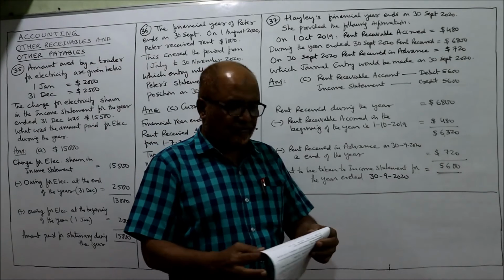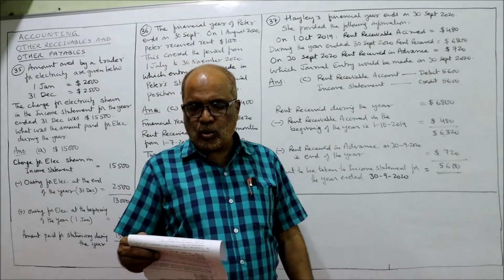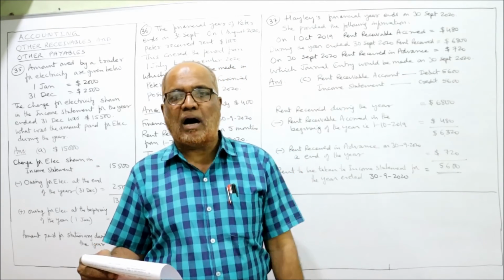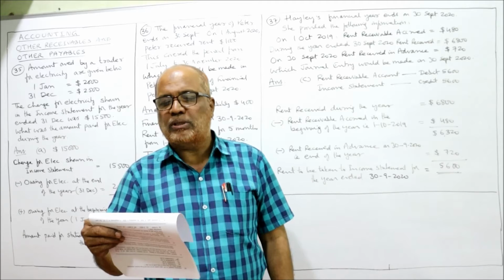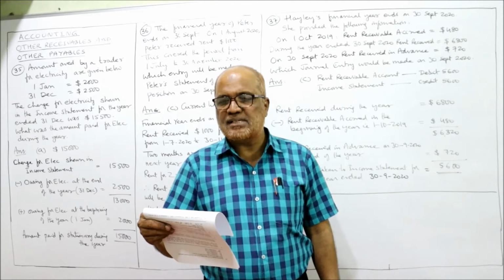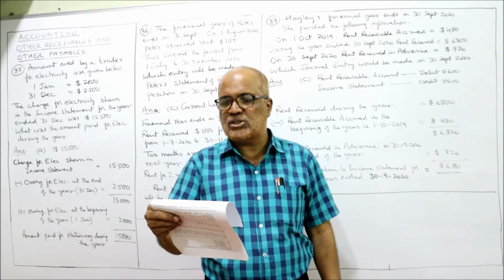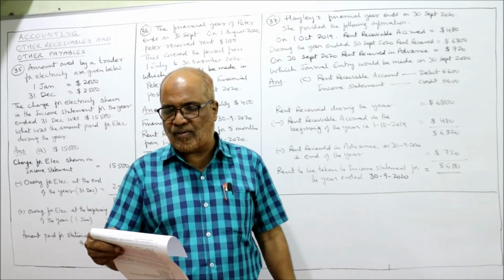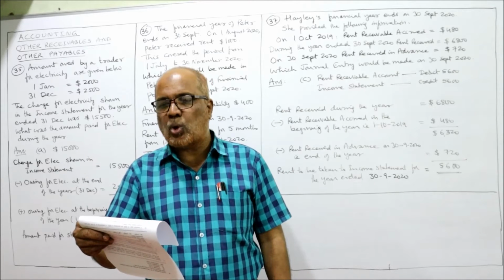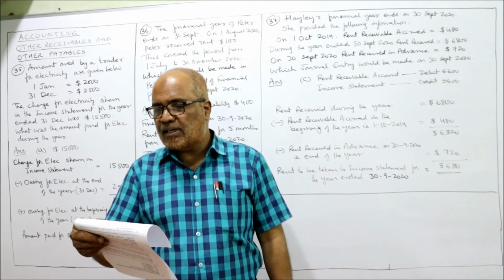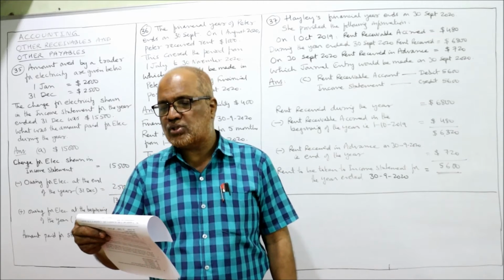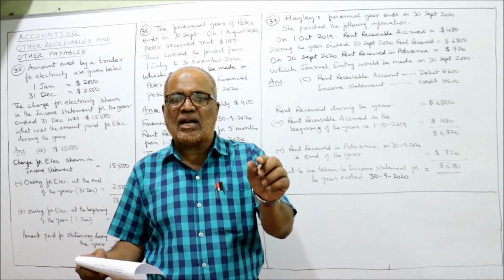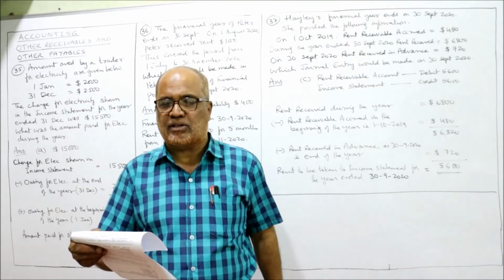Come on, see problem number 35. Amounts owed by a trader for electricity are given below. Amount owing, outstanding at the beginning of the year 2000, 1st January, is given, and at 31st December, the end of the year, owing for electricity is 2,500. The charge for electricity shown in the income statement for the year ended 31st December 2005 was $15,500.